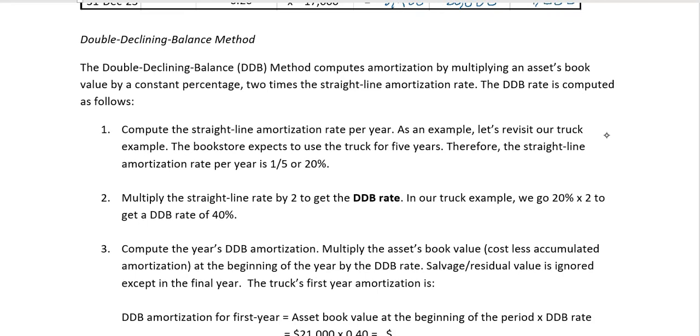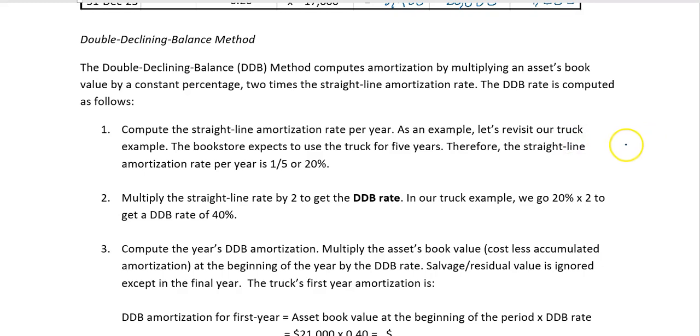Double declining method, also known as DDB. This method computes amortization by multiplying an asset book value by a constant percentage, 2 times the straight line amortization rate. The DDB rate is computed as follows. No matter how much I stress this, students make this mistake every semester, and that is just calculating the first step of what the DDB rate should be. You want to take your straight line rate, and you want to multiply by 2. It's trickier than it sounds, so let's go through it.